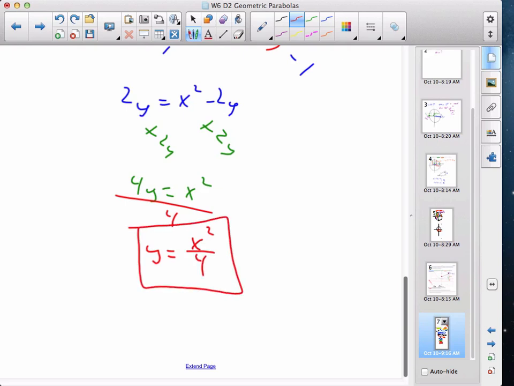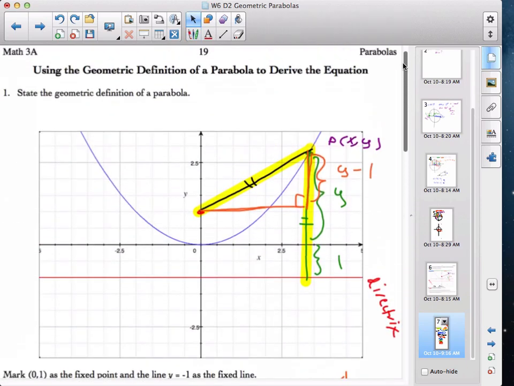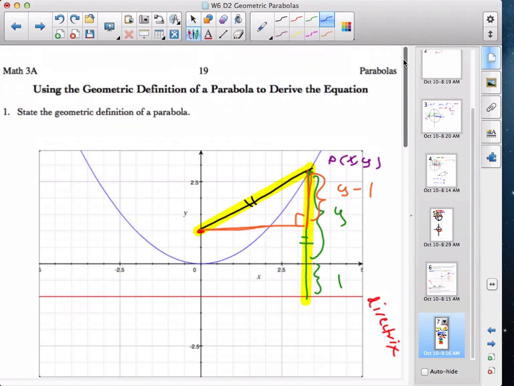Which is the equation of what? Right, the original parabola here in blue. Cool, so that's y equals x squared over 4.